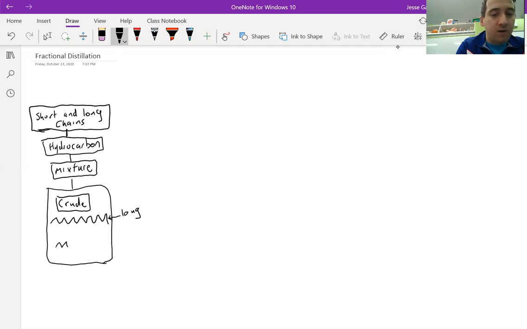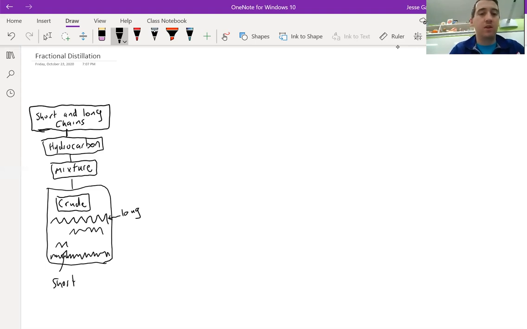Whereas this one here represents a short-chained alkane. Short, okay. And then there's obviously some in between, and some even longer again. So different lengths of hydrocarbons is what's in the crude oil, different lengths of hydrocarbon chains. So we've got short and long chains. And the different lengths of chains are going to have very different uses because they're going to have different properties.